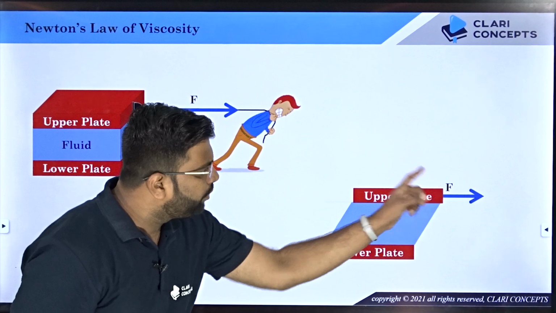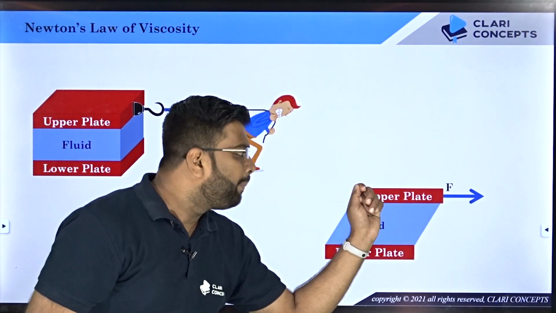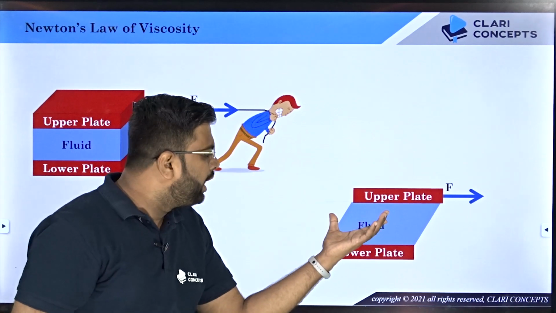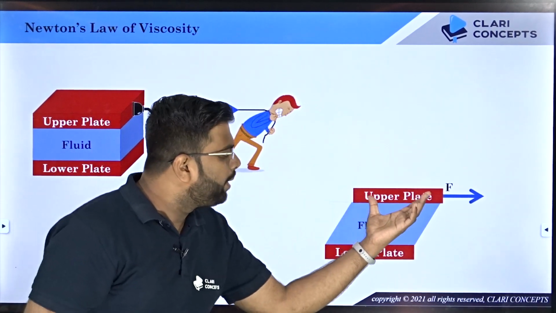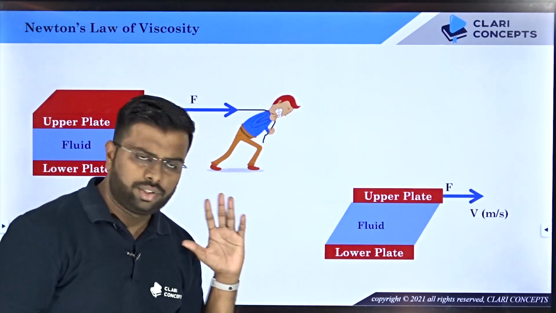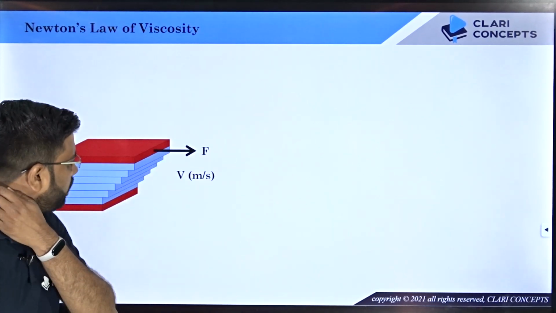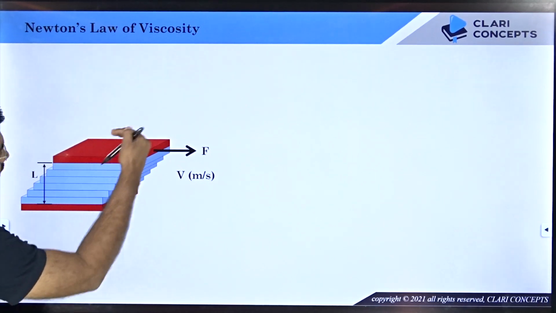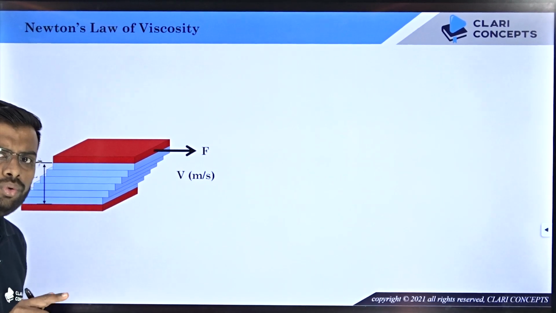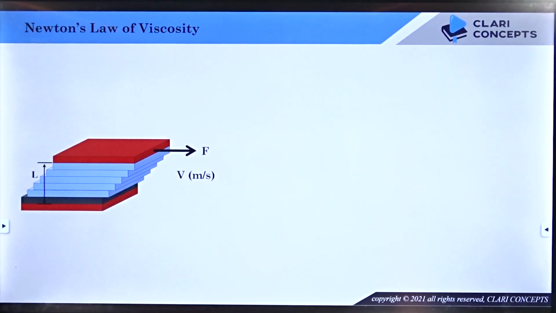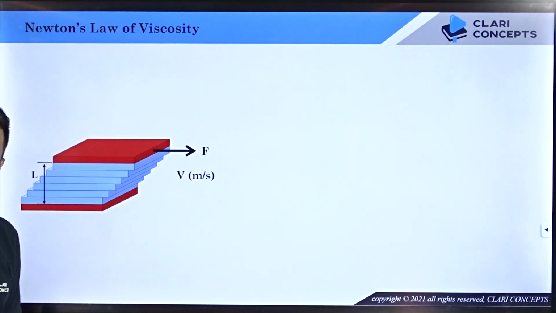Now when you apply the shear force F, and if you keep on applying this force F, what will happen is, this upper plate will keep on moving, this fluid layer will keep on deforming, and then the upper plate will reach a particular velocity called V meters per second. But the lower plate is fixed, it will not move, right? Now that means the topmost layer of the fluid which is in contact with the upper plate will also move with the same velocity V meter per second, and the bottommost layer of the fluid is attached to the lower plate, and therefore the bottom layer has zero velocity.